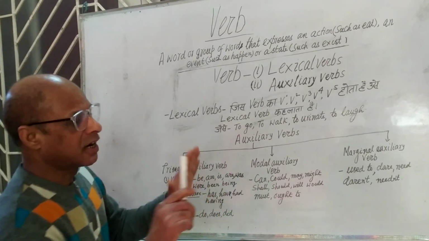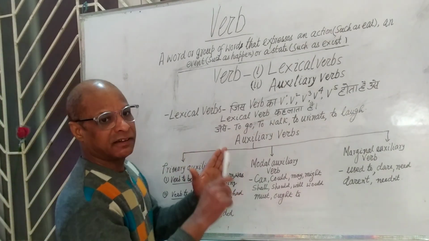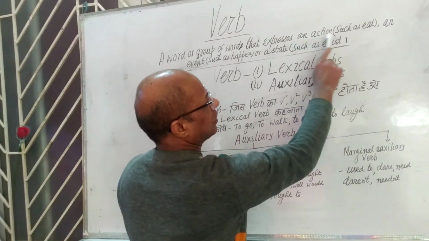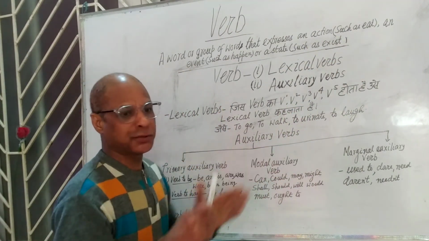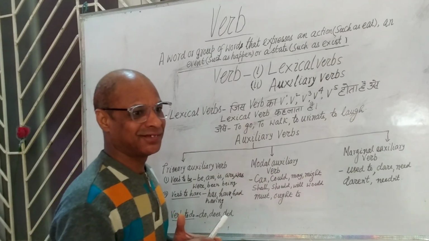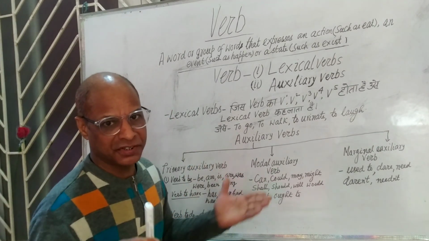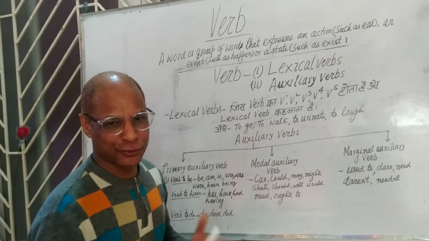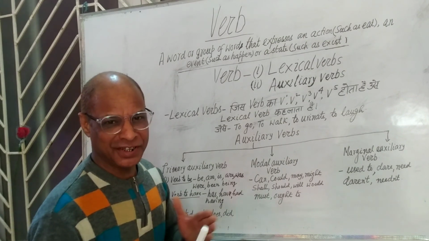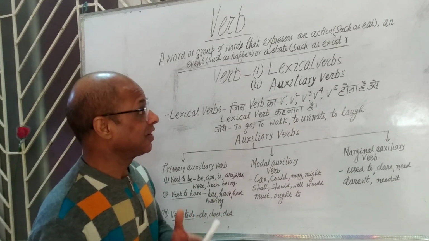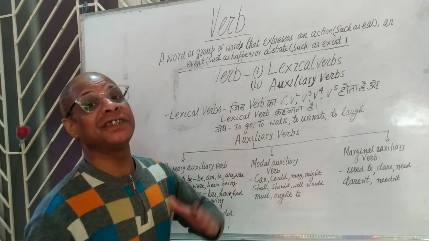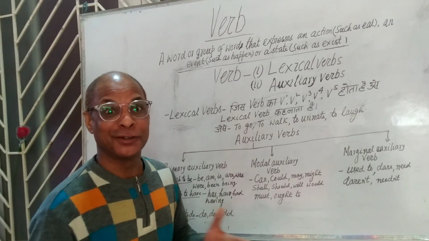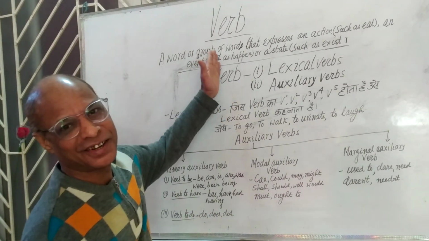I want to clarify the 3 points that occur in the definition of a verb. That is, an action such as eat. Eating is an action. Walking is an action. Sleeping is an action. Promising is an action. Beating is an action. Ripping is an action. So these are action words. Let's take an example. Mohan is eating. What kind of job is Mohan doing? Mohan is doing the job of eating. So here eat is nothing but a verb.